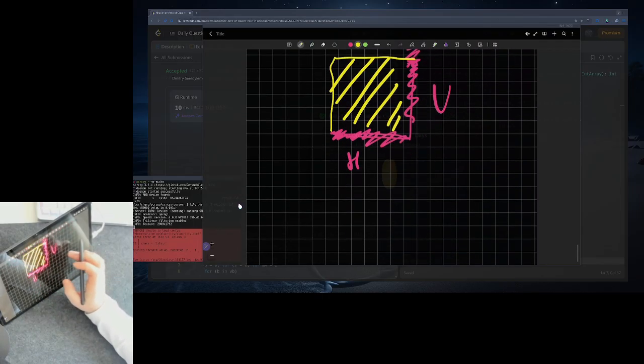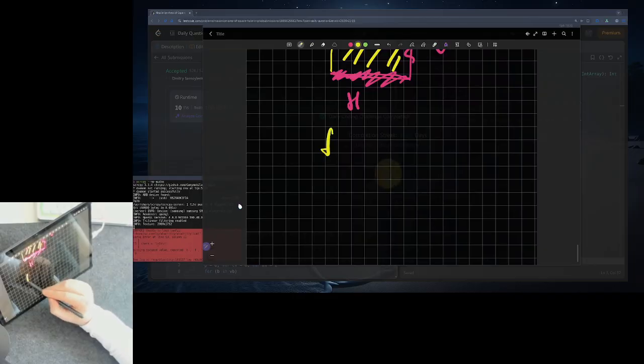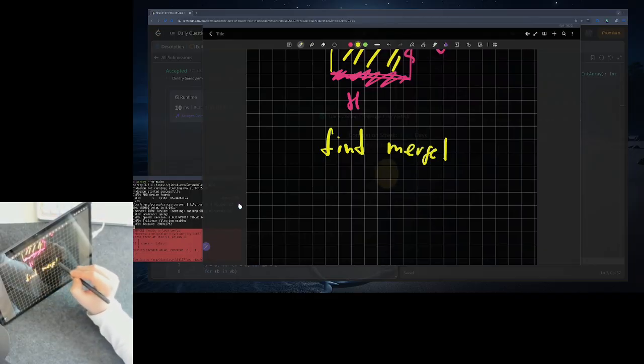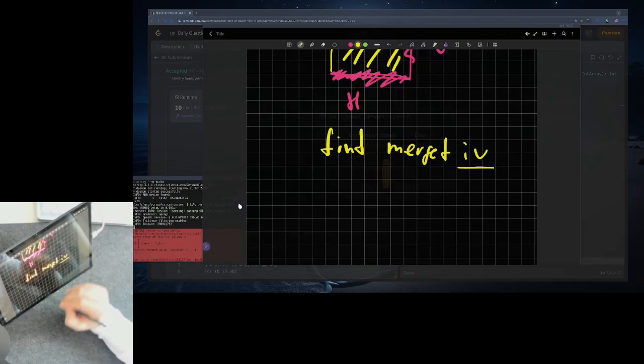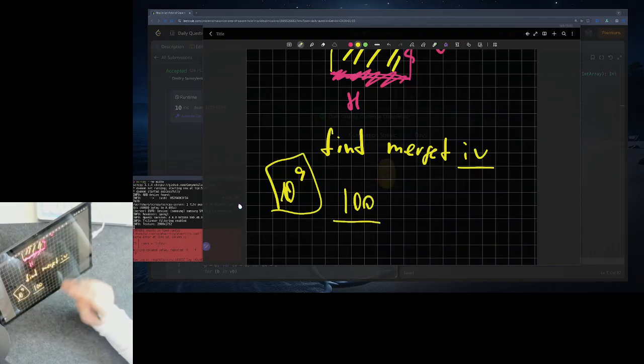Now the sub-problem is finding merged intervals. How can we do this? This problem is not very hard. We have 10 to the power of 9 numbers, but only 100 of them.